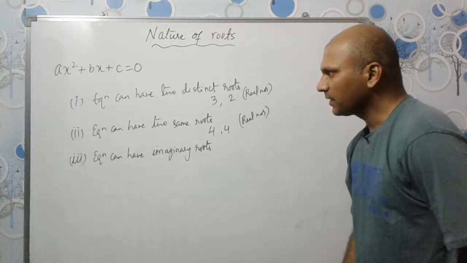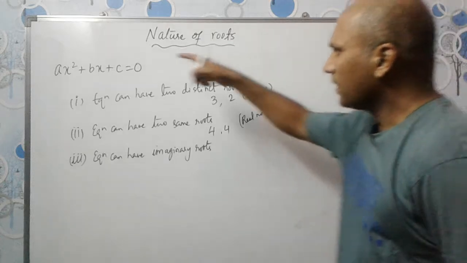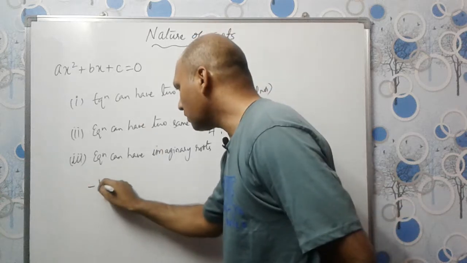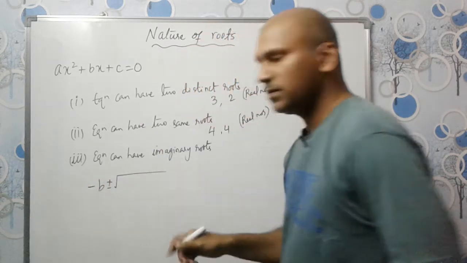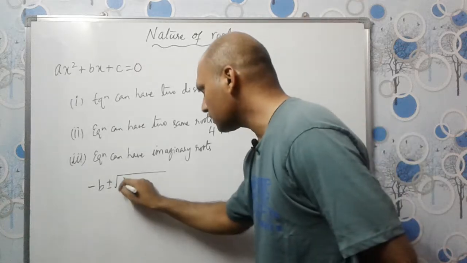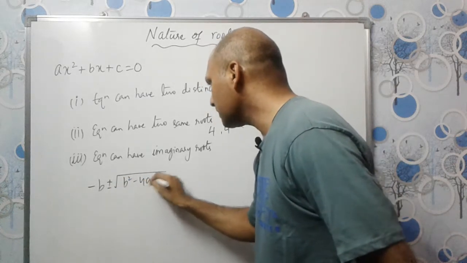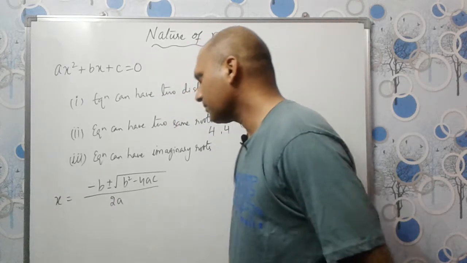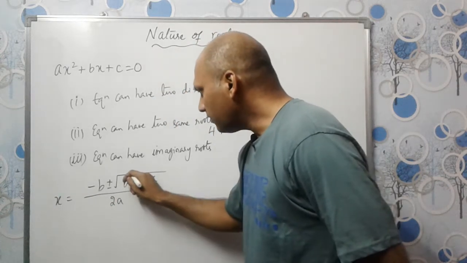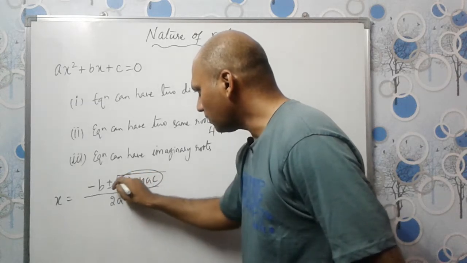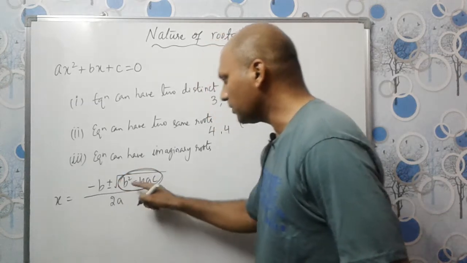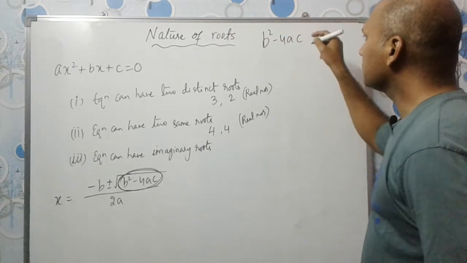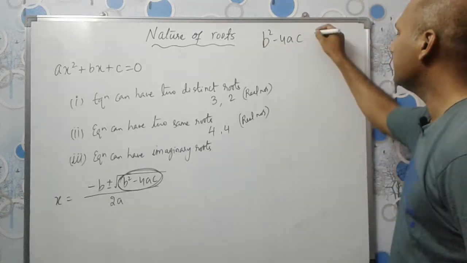numbers. Okay, now see, ax square plus bx plus c is equal to 0, right? We have learned quadratic formula in the previous video, isn't it? Minus b plus minus root b square minus 4ac divided by 2a. This will give us the value of x, right? Now everything depends on this, whatever is there inside the root, that one, b square minus 4ac. What is this called as? This is called as discriminant.